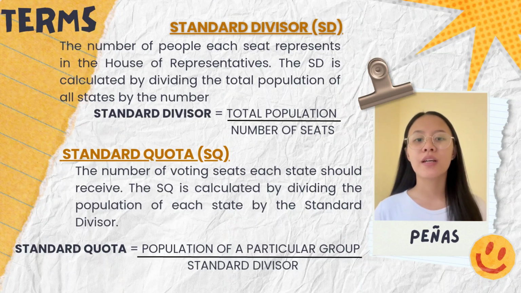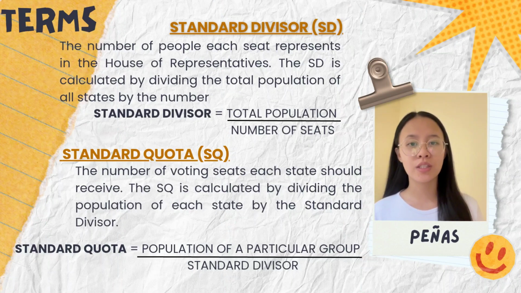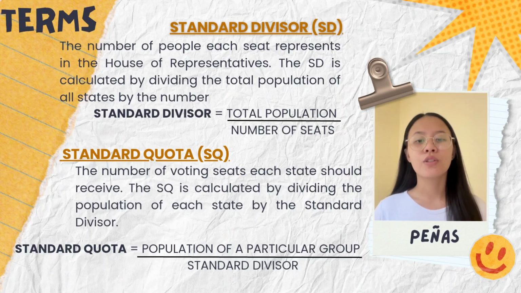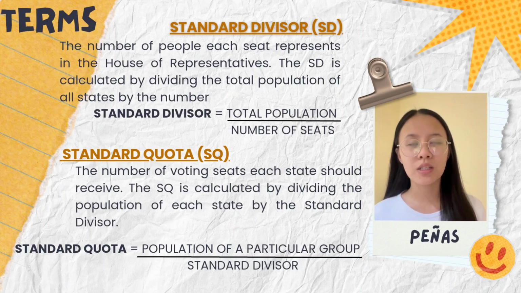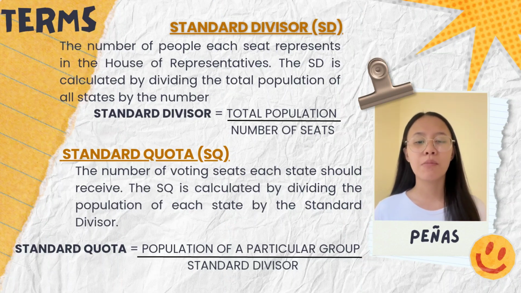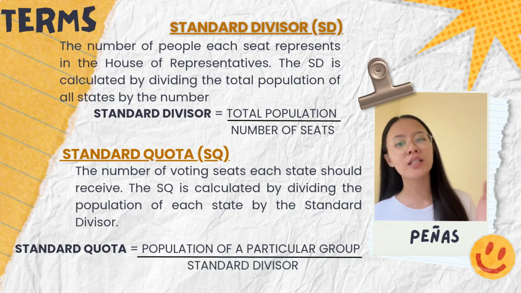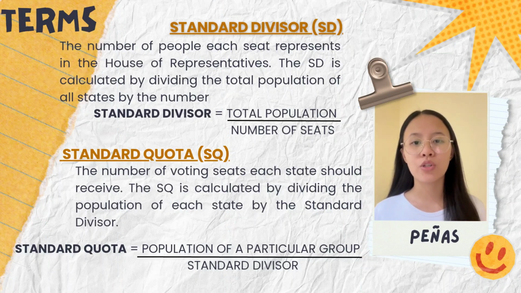Next we have standard quota or SQ. The standard quota is the number of voting seats each state should receive. SQ is calculated by dividing the total population of each state by the standard divisor. The value of this is usually a decimal, but in rare cases, it may be a whole number. So SQ is equal to the total population in a particular group divided by the standard divisor.